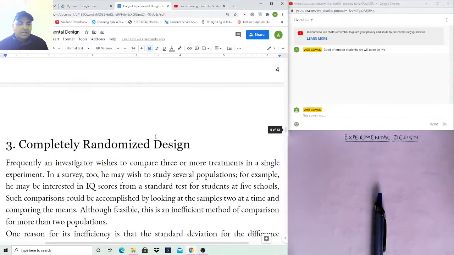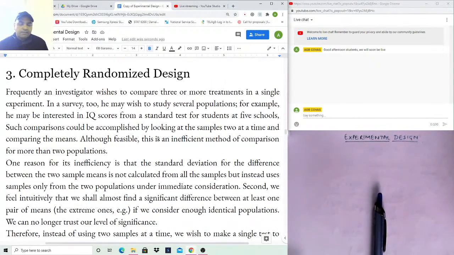So now let us start this lecture. The main theme, the first design, is the completely randomized design. Frequently an investigator wishes to compare three or more treatments in a single experiment. This is the most frequent situation: the investigator wishes to compare three or more treatments in a single experiment.